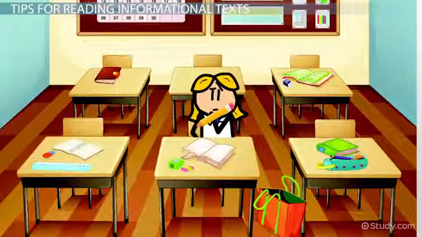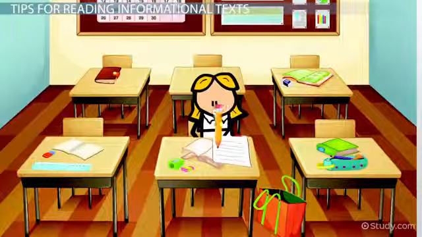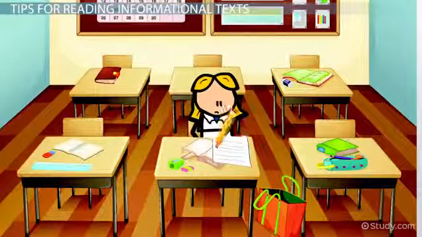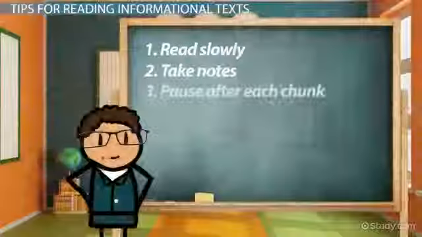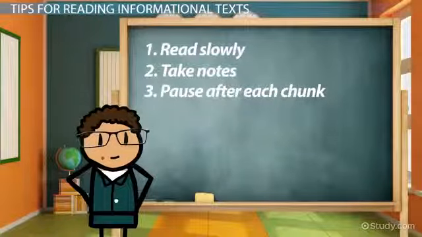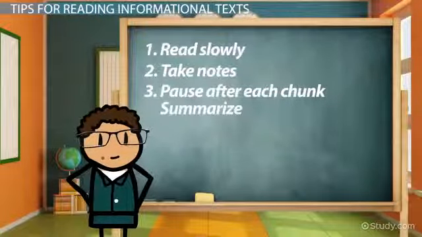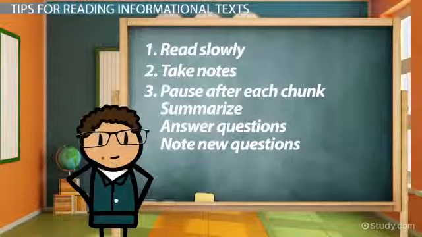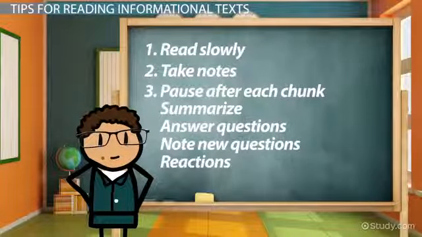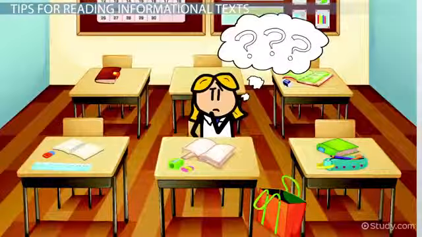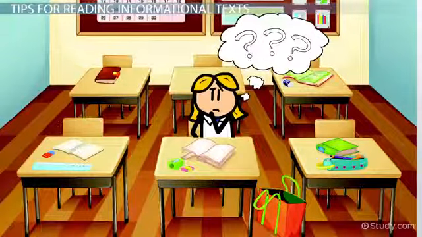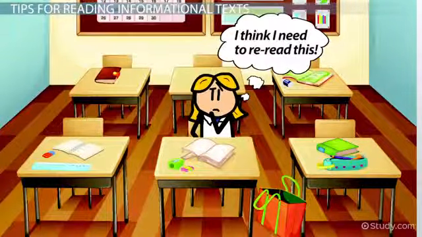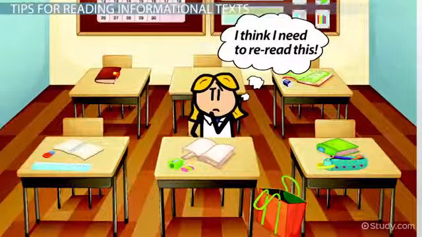If the book belongs to someone else, have a piece of paper handy as you read and jot down keywords and ideas on that. Pause after each chunk to write a 1- or 2-sentence summary of what you just read. Answer the questions you created in the pre-reading stage if possible. Note any new questions you might have at this point, and indicate your reactions to the text. Reread as necessary. You will usually not be able to draw all of the important information out of a text on the first time around.